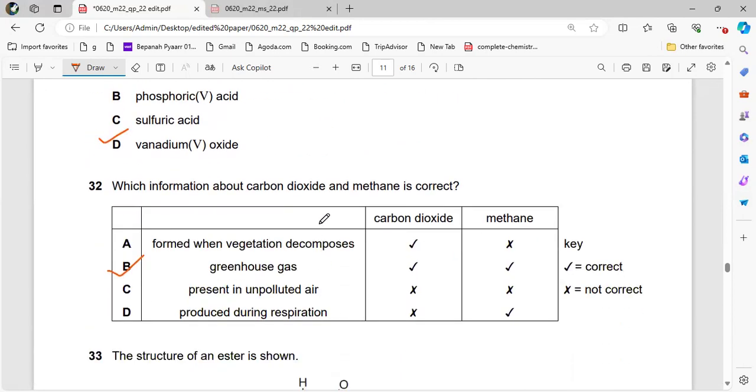Which information about carbon dioxide and methane is correct? Formed when vegetation decomposes. Carbon dioxide is formed, methane cross. No, methane is actually formed, but they have given cross. So A is wrong. Both carbon dioxide and methane are greenhouse gases. That is true. Present in unpolluted air. Carbon dioxide is actually present in unpolluted air, but still they have given cross. So option C is wrong. Produced during respiration. So CO2 is produced. So there should be a tick here, but instead of that, they have given tick in methane. So that is wrong.